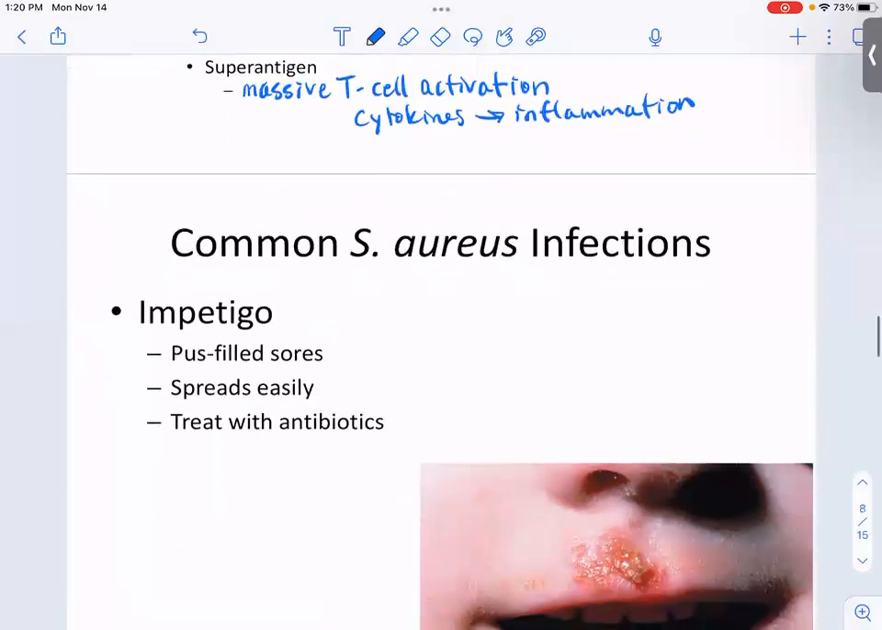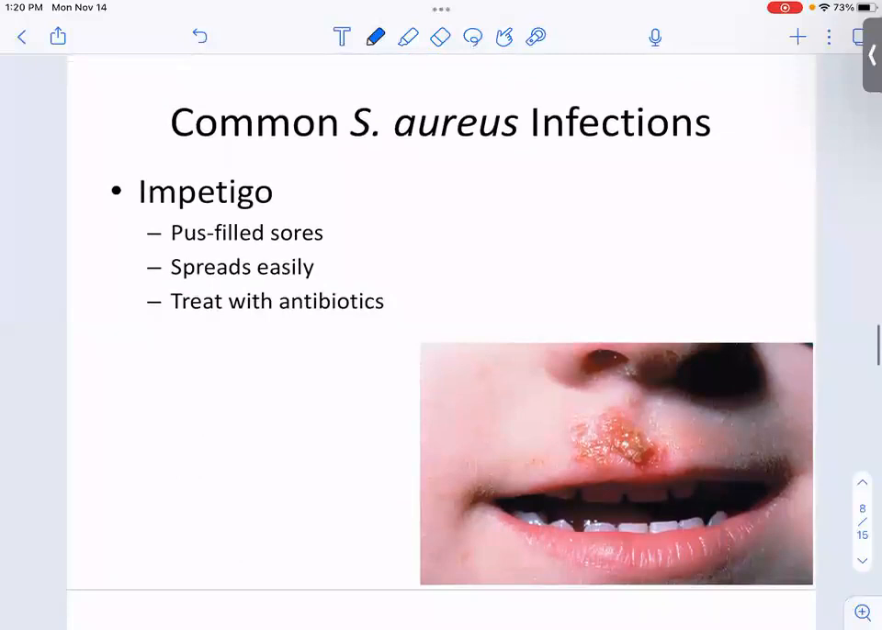All right, so if we take all those virulence factors, what kind of damage does that do in the host? We'll look at some common infections. So we'll start with fairly innocuous ones, and then they'll get, on average, more and more severe. Start with our skin infections.